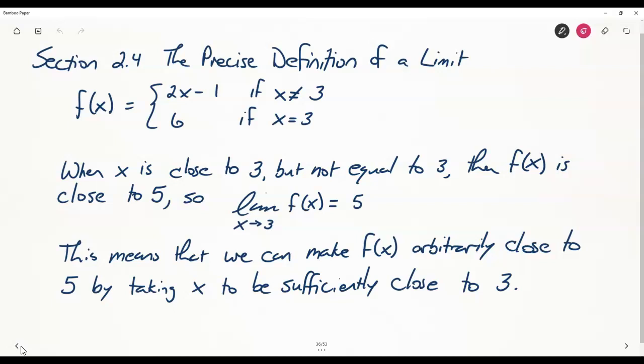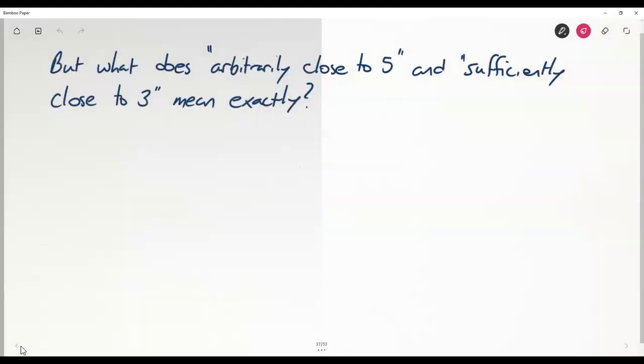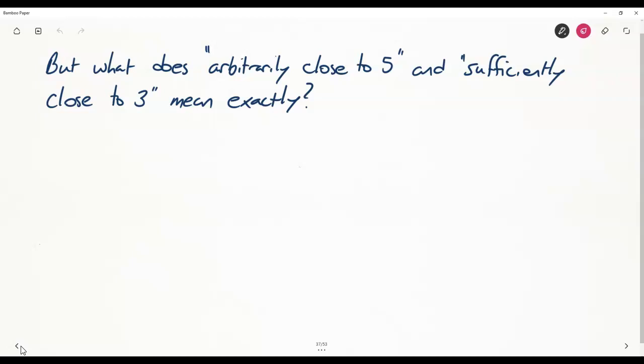So this means, using the definition we used before, that we can make f of x arbitrarily close to 5 as we want by taking x sufficiently close to 3. Basically, you tell me how close I'm supposed to get for f of x to get to 5, and I'll tell you how close x needs to be to 3 for that to always be true. So that's sort of what this next slide talks about.